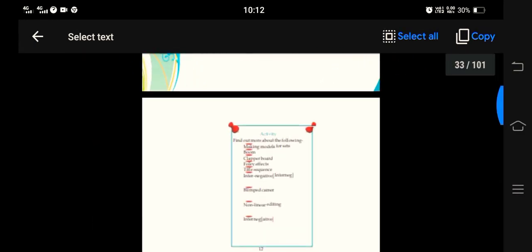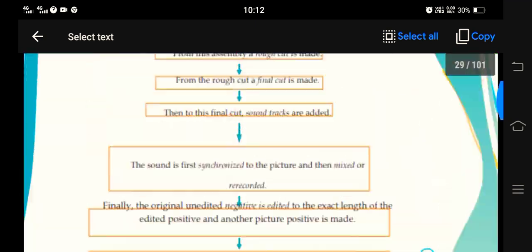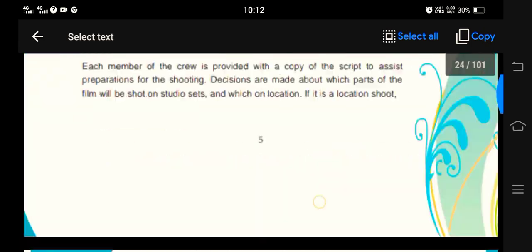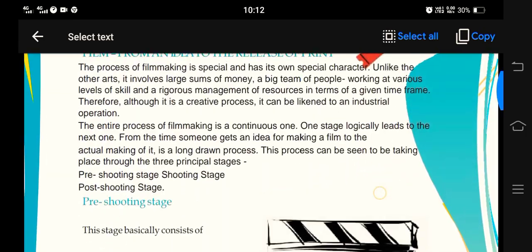So this is all about this chapter. We have completed all three stages of film, and we got to know what all the three stages basically include.